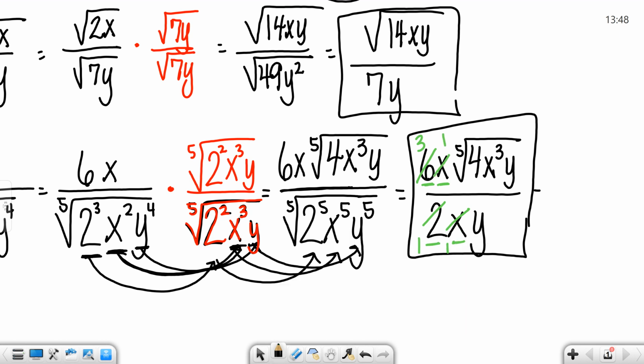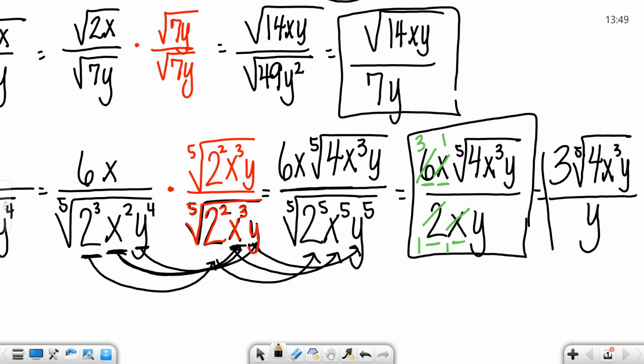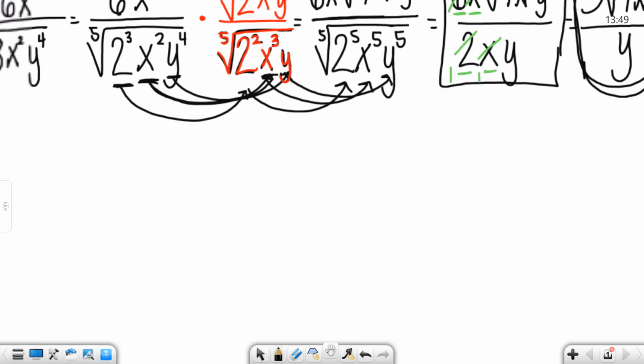So the answer we should type in my math lab is 3 on the fifth root of 4 x cubed y, divided by, we've got a 1 times a y. This is the answer we should type in my math lab because it is simplified. It's going to take some practice. You're going to get it.